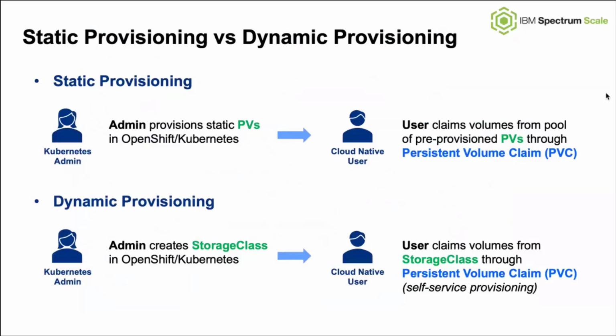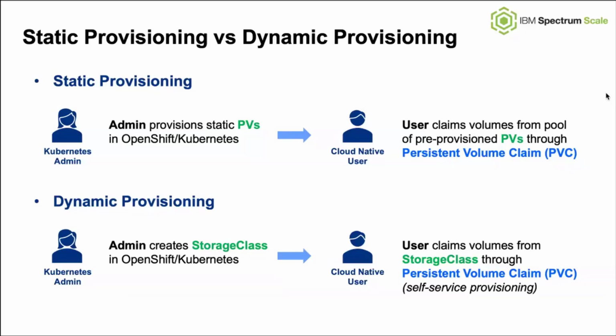And how this typically happens is that a Kubernetes admin provisions static persistent volumes in OpenShift or Kubernetes. Persistent volumes are resources that actually tell you which underlying storage you want to use and how that should be used. Once these PVs are created upfront, the cloud native user claims these volumes through a persistent volume claim. So a persistent volume claim is created and a volume, or a PV, from a pre-created pool is assigned to that persistent volume claim. This process is called binding of the volume.